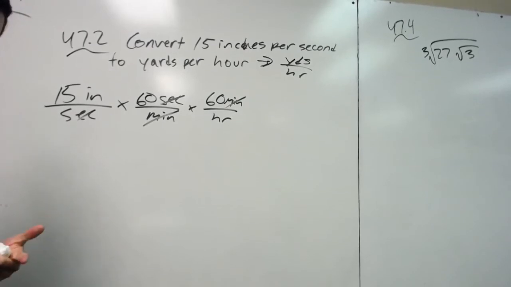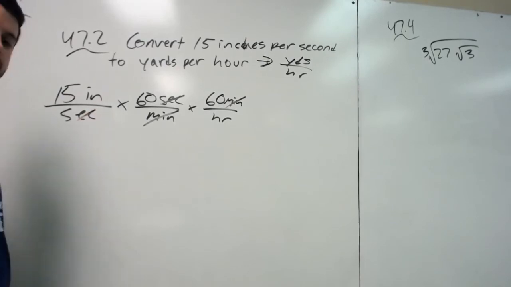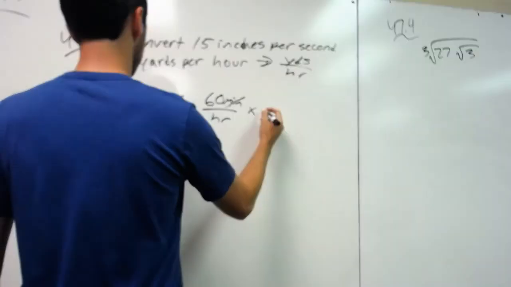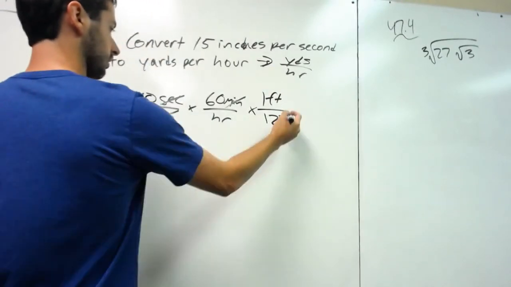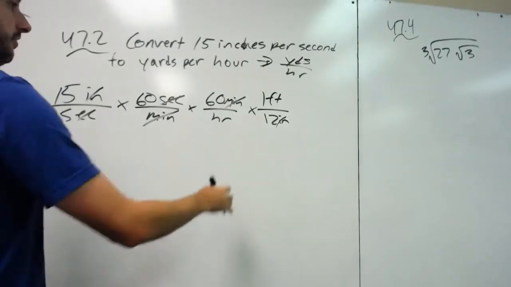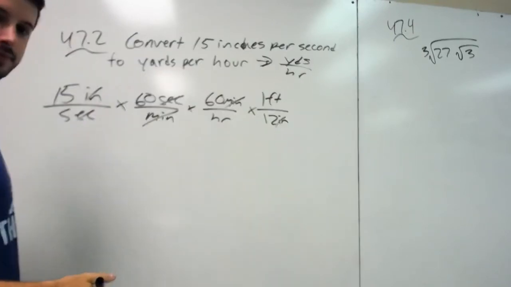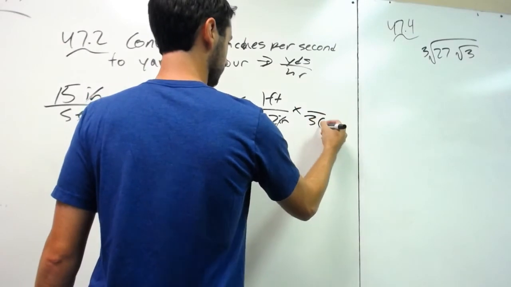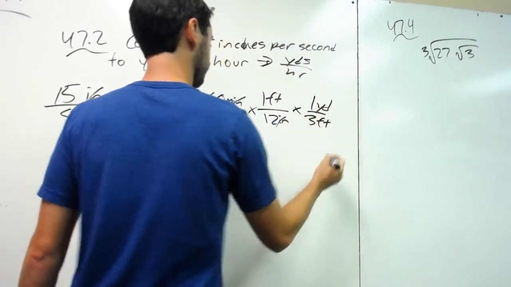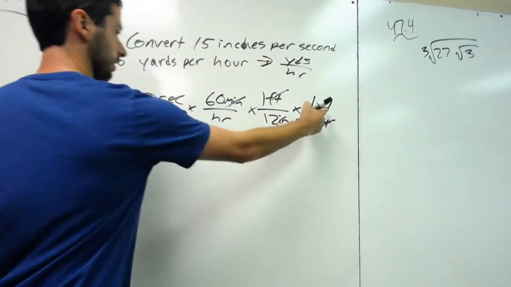I'm going to go ahead and do the extra step though right now, in case you didn't know how many inches are in a yard. You do know how many inches are in a foot. There are 12 inches in 1 foot. And now most everyone knows how many feet are in a yard. There are 3 feet in 1 yard. Feet cross out, so now you're left with yards on top.